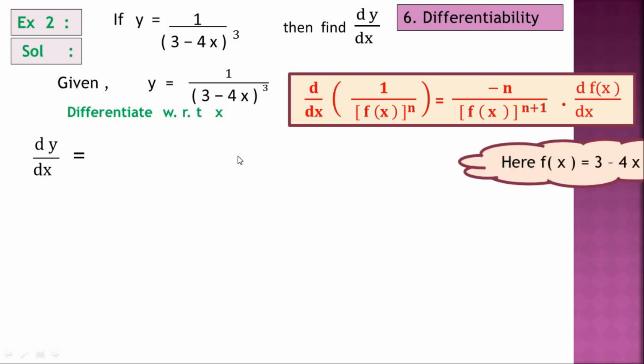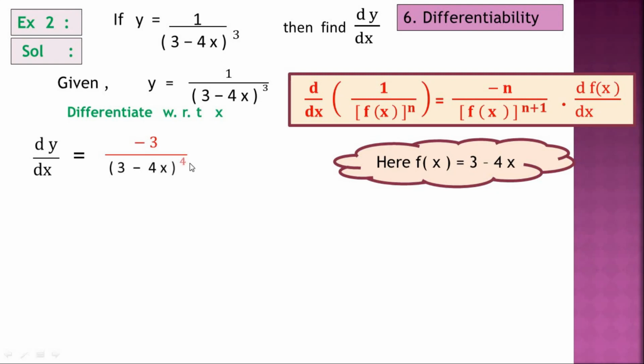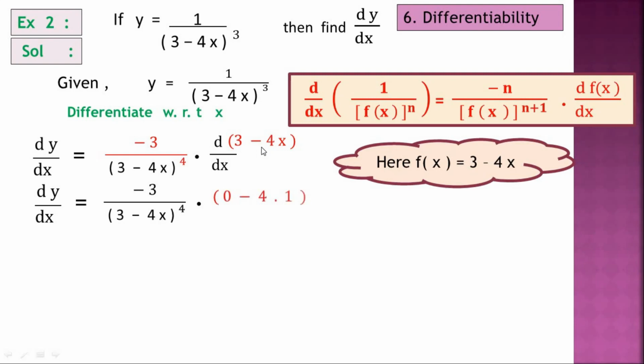Minus n, here 3. So n is 3 means minus 3 divided by function as it is, add 1 to this, that is 3 plus 1, 4, into d by dx of the function you take, 3 minus 4x. Okay, next dy by dx is equal to, so first term as it is into d by dx of 3 minus 4x. Now here 3 first, we have, therefore its derivative is 0, minus as it is 4 into x, derivative is 1, therefore 4 into 1.